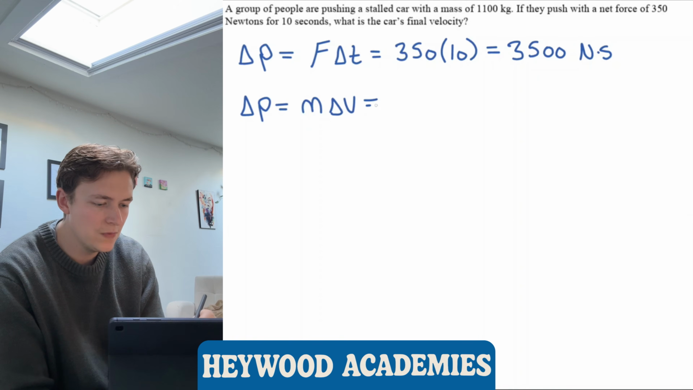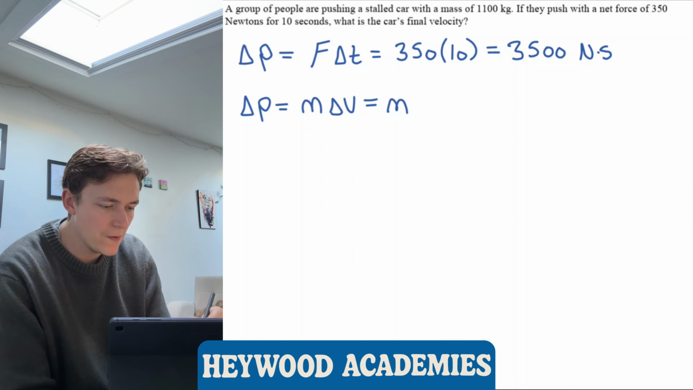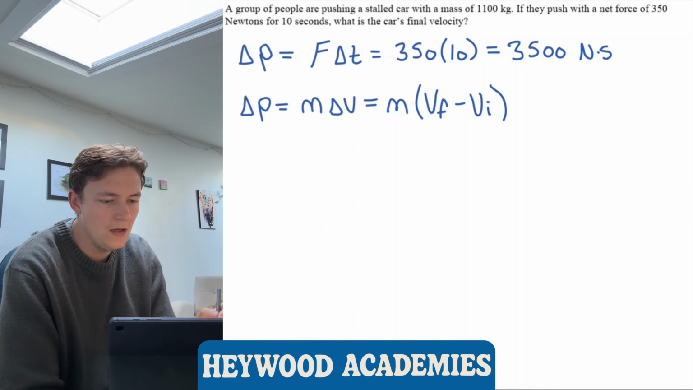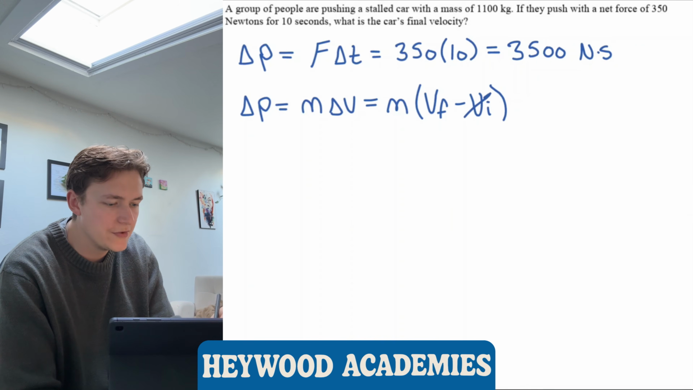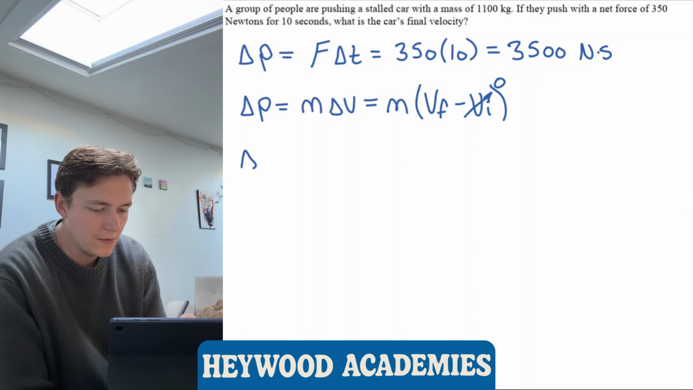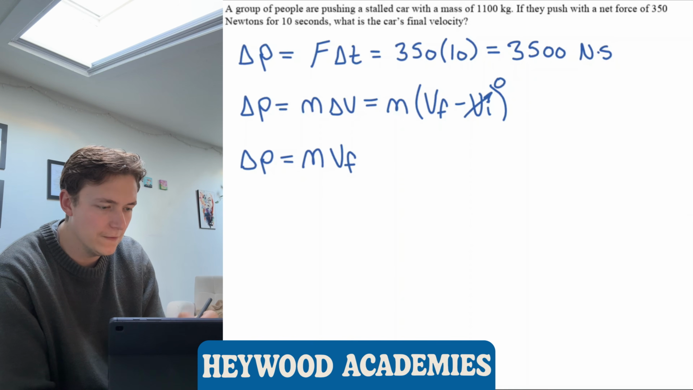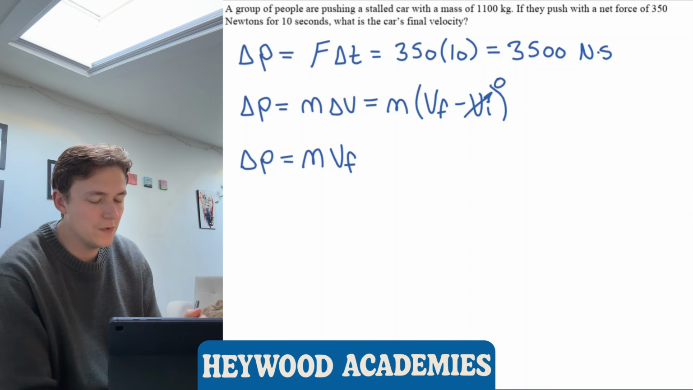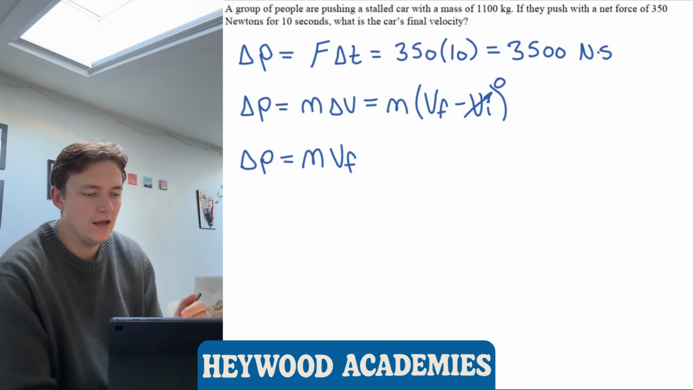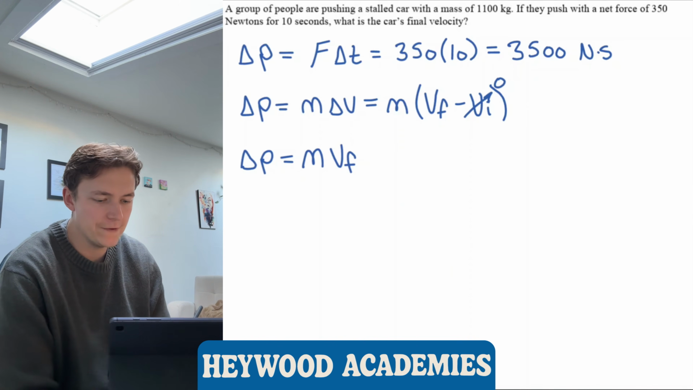Now the other version of our change in momentum equation is going to be mass times change in velocity. We can do that same trick that we were doing before, where the change in velocity is final minus initial. And they said stalled car, so I'm assuming that just means that the initial velocity is 0 in this case. So our change in momentum is going to be mass times the final velocity. Final velocity is what we're looking for.